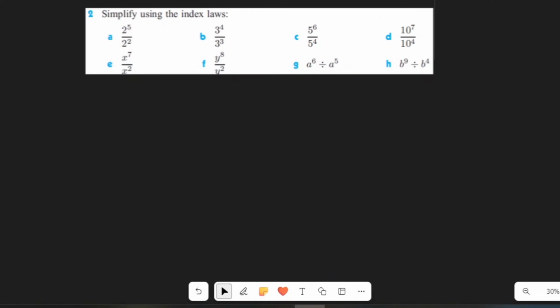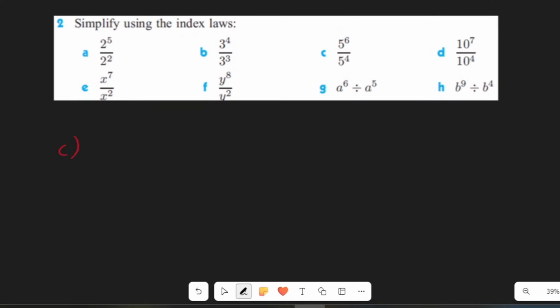Okay, so simplify using the index laws. Let's choose an example. Let's choose C. Okay, so for C, we have 5 to the power of 6 over 5 to the power of 4. That's the same as 5 to the power of 6 minus 4, because once it's division, we subtract. Multiplication, we add. So this gets us 5 to the power of 2, which is 25.